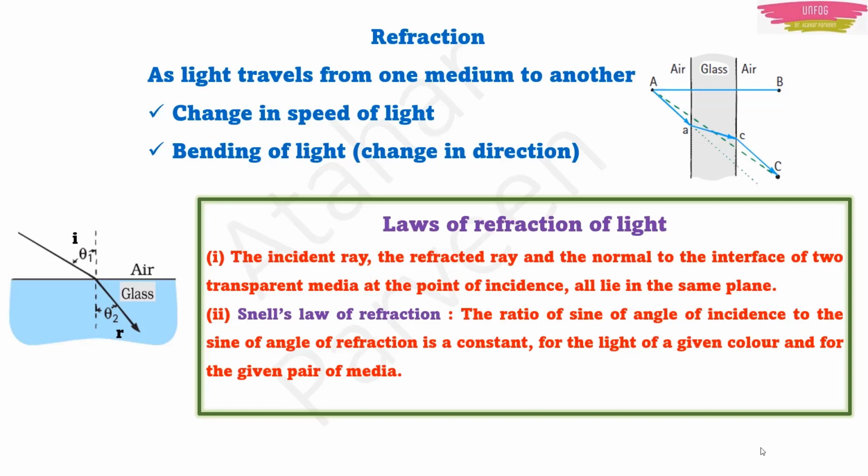And the second law is well known as Snell's law of refraction. It states that the ratio of sine of angle of incidence to the sine of angle of refraction is equal to a constant, and that constant is known as refractive index, or n. We sometimes also write it as mu, the Greek letter. Okay. Usually we call it n.